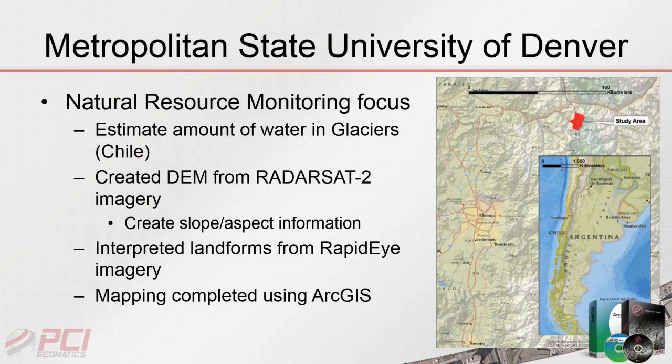If we go to the next one, we have a slide here on the Metropolitan State University of Denver. They performed some analysis with RadarSat 2 imagery. They collected some digital elevation models. They were also able to interpret landforms from the RapidEye imagery that they were provided, and really what they were looking at is estimating amounts of water in glaciers in a particular study area here in Chile.